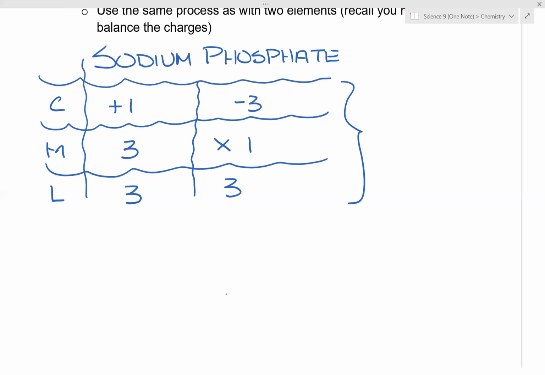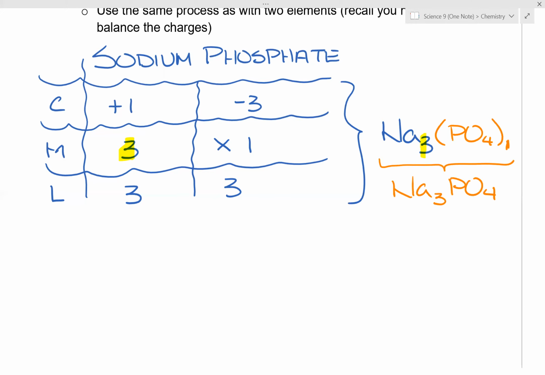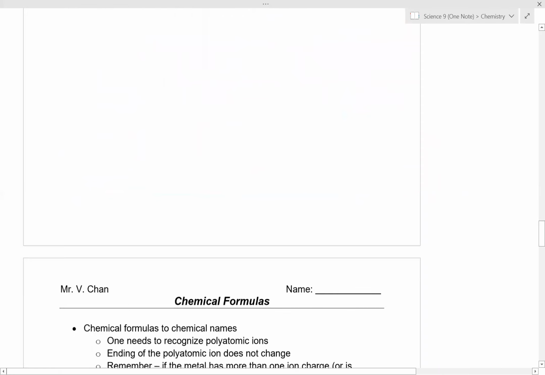So what would be the formula? It would be Na3 because of the 3 that's here, and then PO4, because that's the formula for phosphate, with a 1. To help you out, you can keep the brackets around it, even though there's a 1. But to clean it up, you can write it out as Na3PO4. So that's something you can try out.